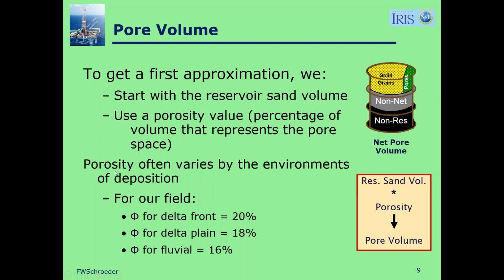Porosity also varies by the depositional environment. And for Barracouta, if we're in a delta front environment, our porosity we're going to assume is around 20%. If it's delta plain, it's about 18%. And if it's in a fluvial environment, it's about 16%. The cleaner the sands, the higher the porosity tends to be.